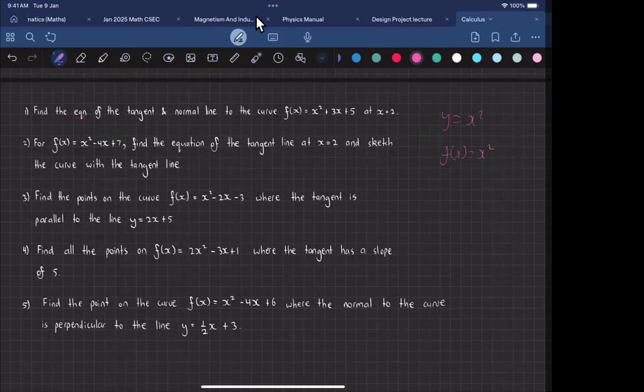Oh, yeah. So Kira, y is equal to x squared is the same thing as f of x is equal to x squared. So f of x is really just the same thing as y. So that's really y is equal to x squared plus 3x plus 5. So if you have x, can you find y? Yeah, you can.